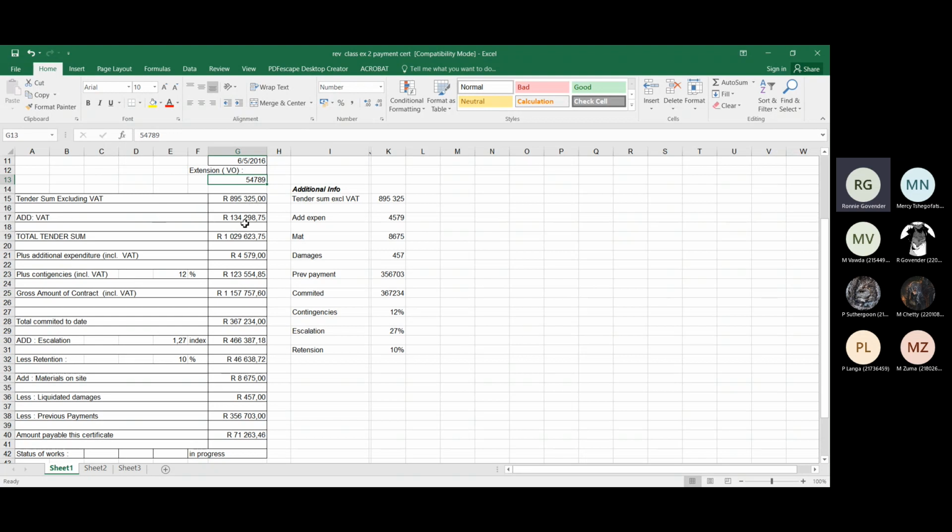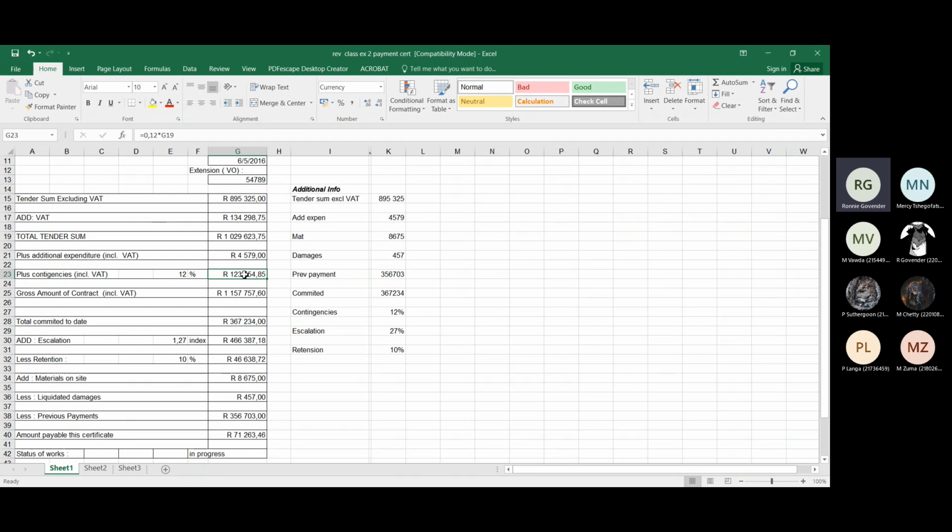Then we added VAT at 15%. Total tender sum comes to 1,029,623.75. Plus any additional expenditure. There we go. We said the additional expenditure was 4,579. Plus your contingencies at 12%. Now you'll notice that I've got a formula.